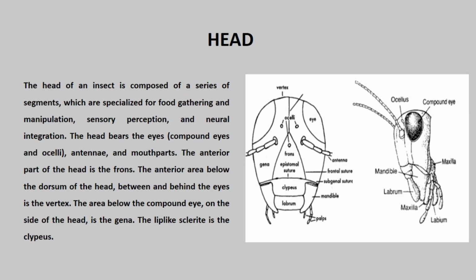Head. The head of an insect is composed of a series of segments, which are specialized for food gathering and manipulation, sensory perception, and neural integration. The head bears the eyes, compound eyes and ocelli, antennae, and mouth parts. The anterior part of the head is the frons. The anterior area below the dorsum of the head, between and behind the eyes is the vertex. The area below the compound eye, on the side of the head, is the gena. The lip-like sclerite is the clypeus.